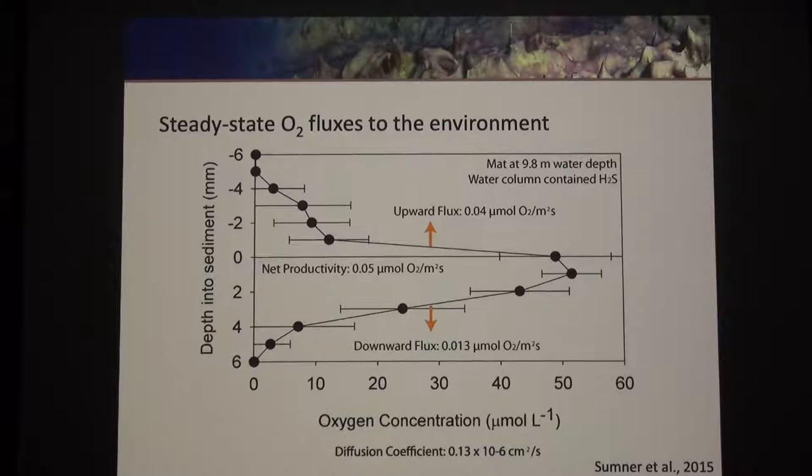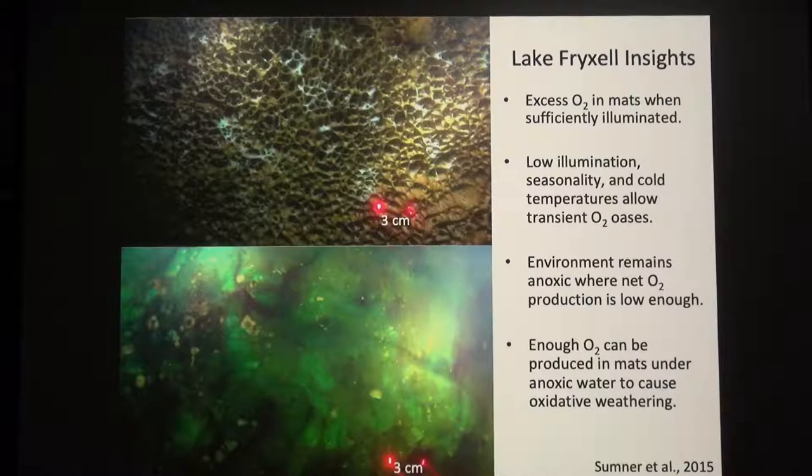Right. So if we take these ideas, all mats that are photosynthetic end up with an excess of oxygen within them due to that photosynthesis, and it diffuses outward. I didn't point out, but Lake Fryxell's temperature is between 1.5 and 2 degrees Celsius, so the diffusion is particularly slow. But you also see this excess of oxygen in warmer mats as well. In this particular case, the illumination is low, and you only expect to see this oxygen oasis transiently during the summer. And the environment remains anoxic when that production is low.